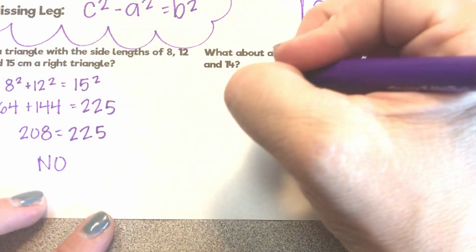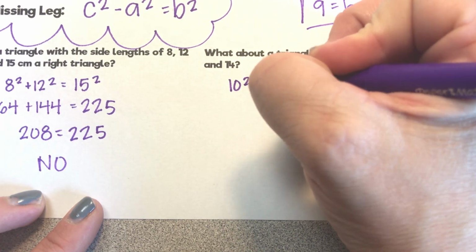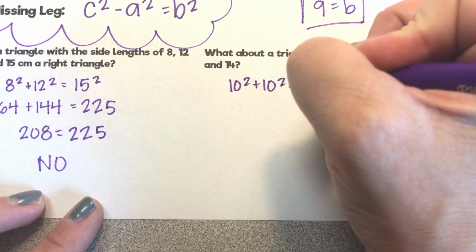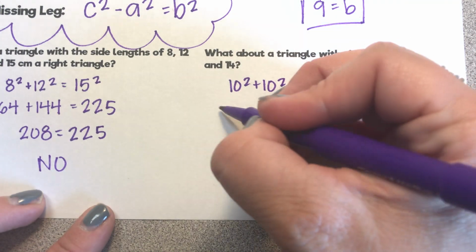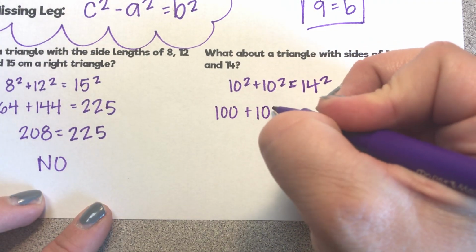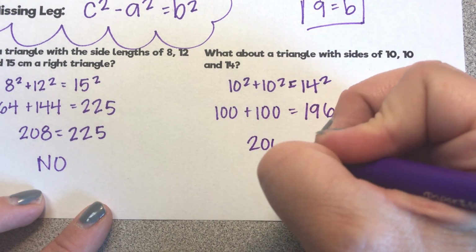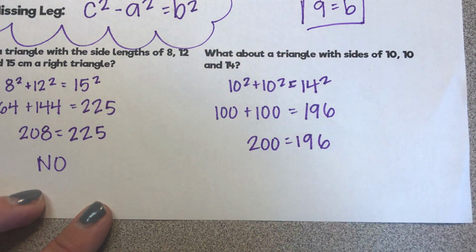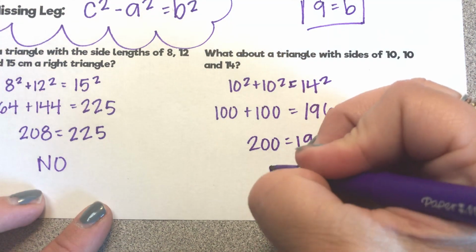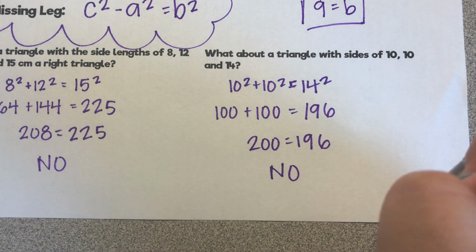Okay, what if I gave you one that said it has sides of 10 and 14. So 10 squared is 100, plus 10 squared is 100, equals 14 squared is 196. It's close, but does 200 equal 196? No, so it's not a right triangle.